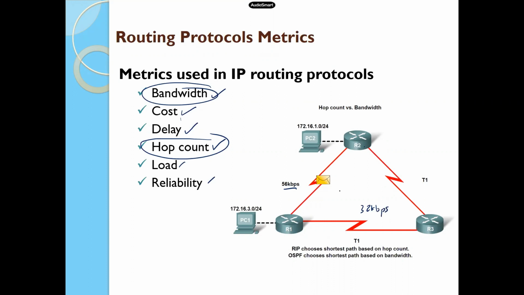Then let's call this one 20 kilobit per second. Now notice the aggregate speed, or the overall speed, is 52, which is less than 56. So if we are doing OSPF, which is based on bandwidth, it will take this route. But if we are doing RIP, which is the least number of hops, it will take this one. So this is RIP, and this is OSPF. RIP chooses the shortest path based on the hop count. OSPF chooses the shortest path based on the bandwidth.